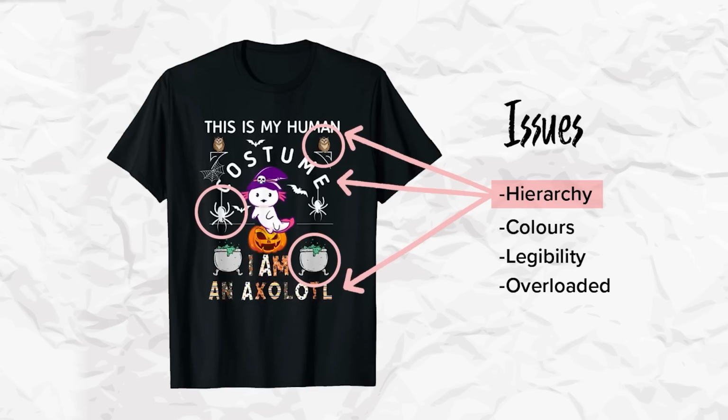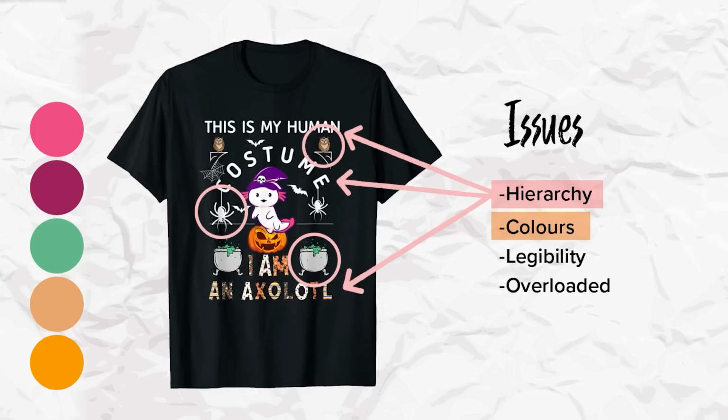Another thing that has a bit of a problem is the color scheme, because there is way too many colors. We've got a very bright orange for the pumpkin, and then a very faded orange with the text down below. We've got a green in the cauldrons, we've got purple and pink on the axolotl, we've got brown owls. There's just way too much going on that makes it look kind of messy or cluttered, and makes it harder to process, and once again look less professional.